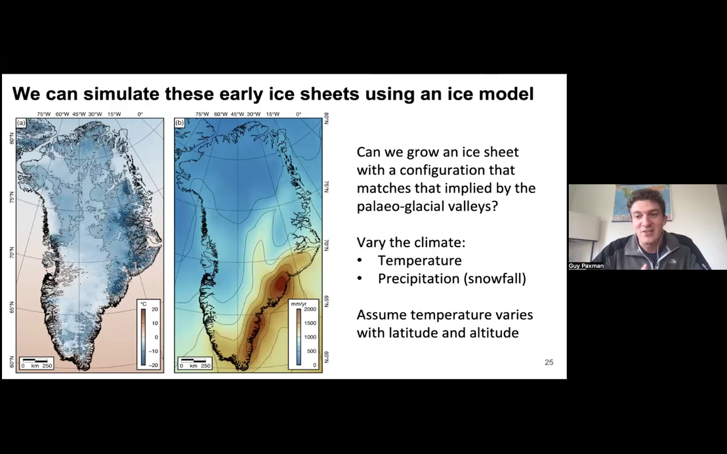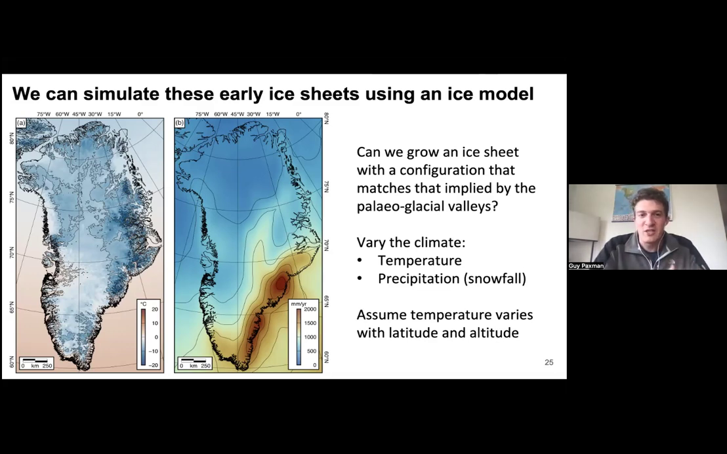So I think we can then ask, okay, we've got this pattern which is suggesting that there's a landscape here which was formed by mountain scale ice at some time in Greenland's past. So can we think about growing an ice sheet, using a simple ice sheet model setup, with a configuration that maybe matches those paleoglacial valleys? Can we form something that is broadly consistent with what we see in the geomorphic record there?